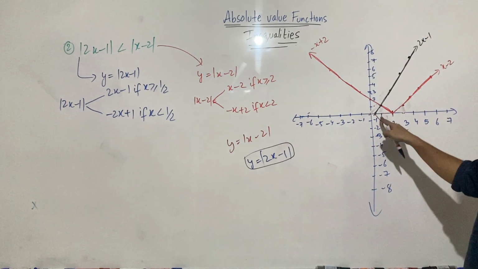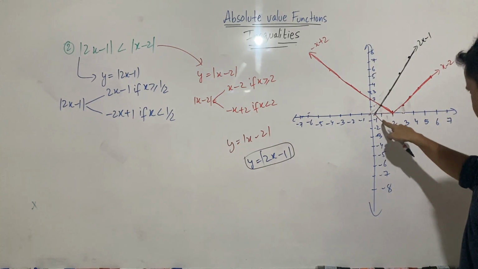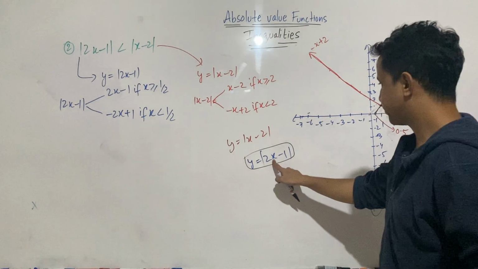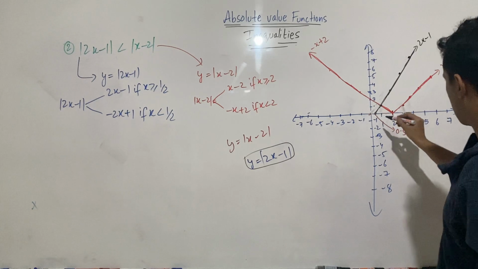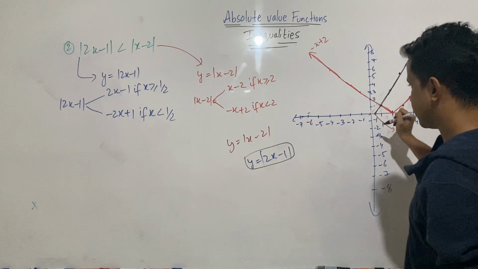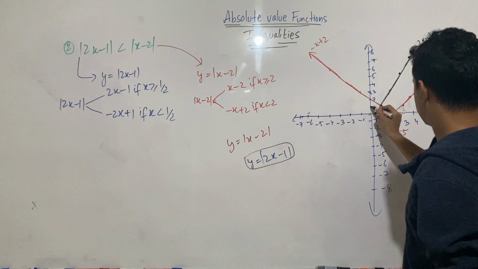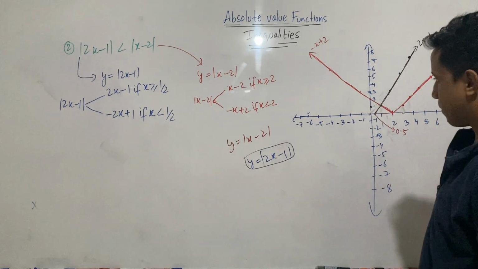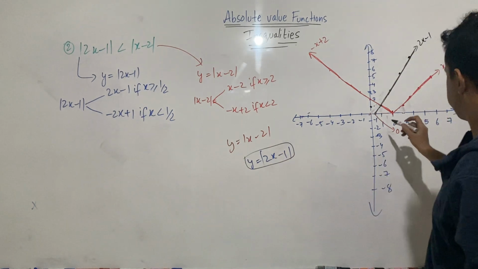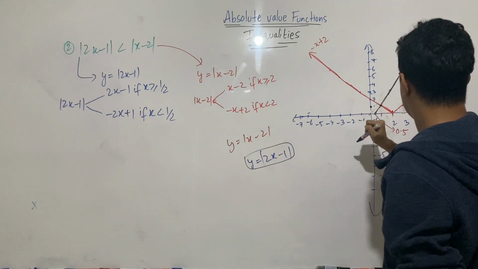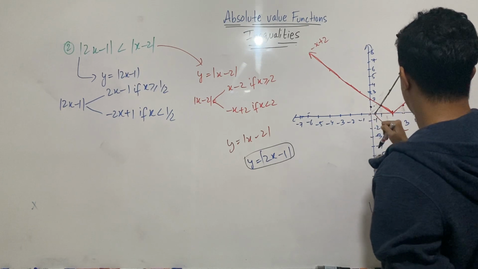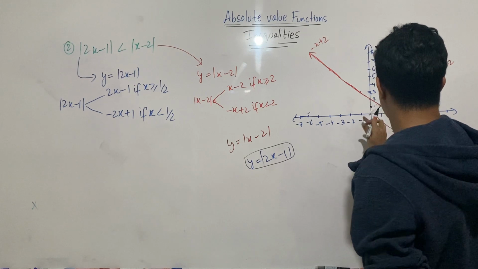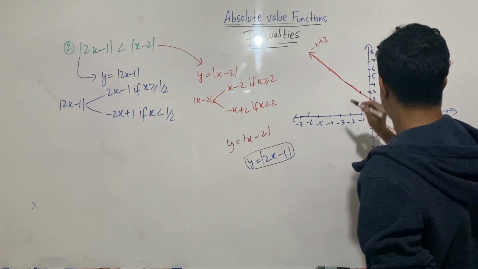So we can do it for 0. For 0, it's going to be 1. Then minus 1, 3. Yes, for this one too, minus 1, 3.